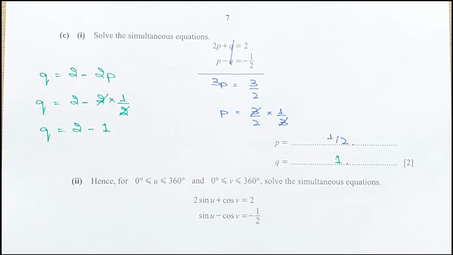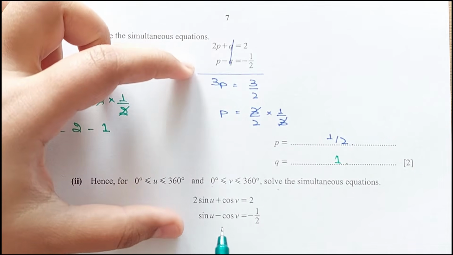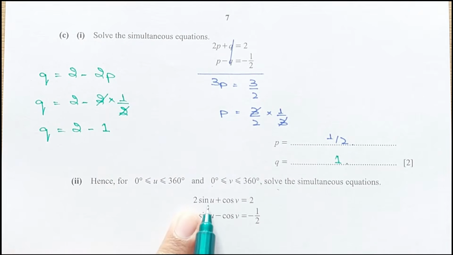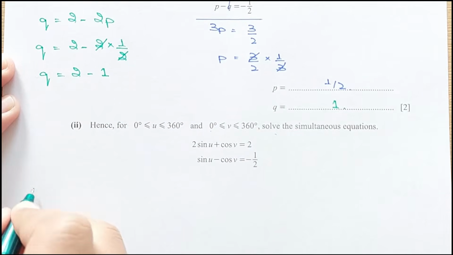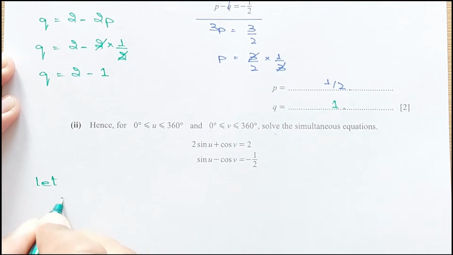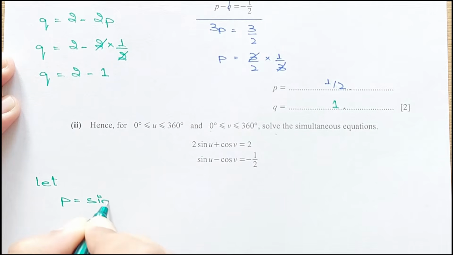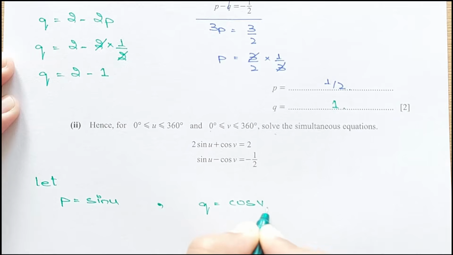Now for the second part: for u between 0 to 360 degrees and v between 0 to 360 degrees, solve the simultaneous equations. If I compare these equations with this, they are exactly the same. Just p is sine u and q is cos of v. So we can let p equal sine u, and q equal cos of v.